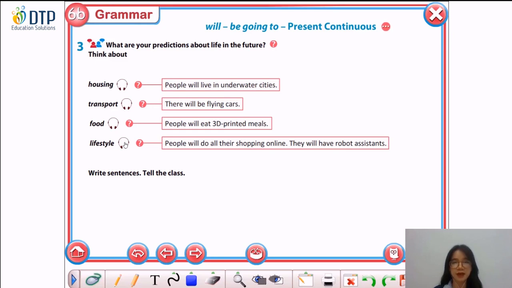Now use your imagination to come up with predictions about life in the future. For each topic, you should write at least one sentence.